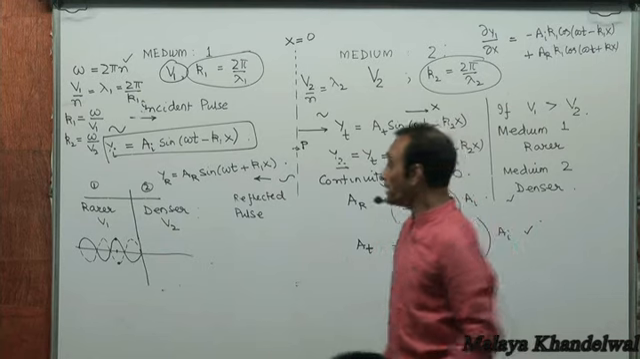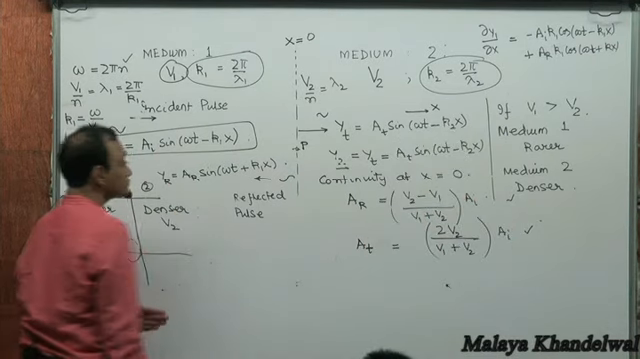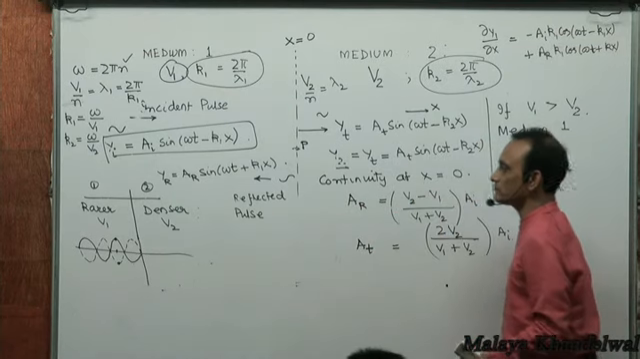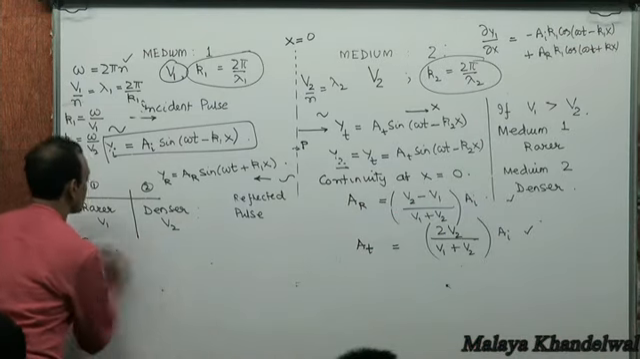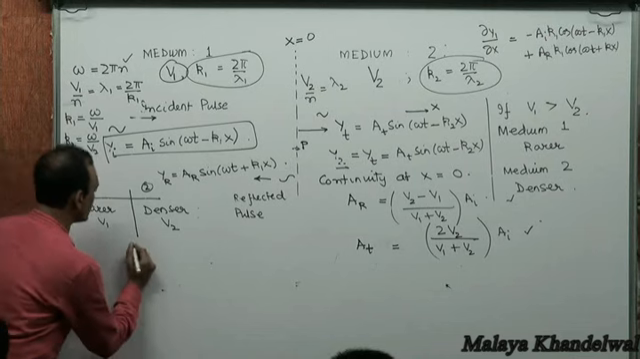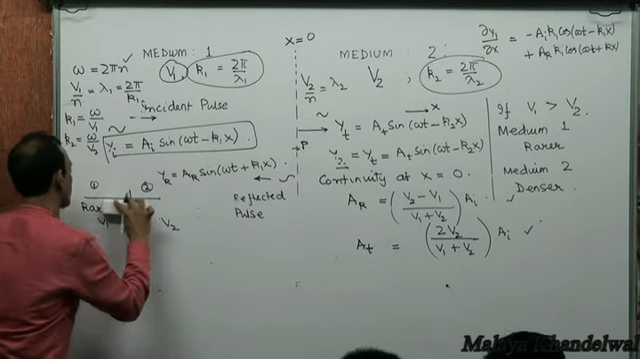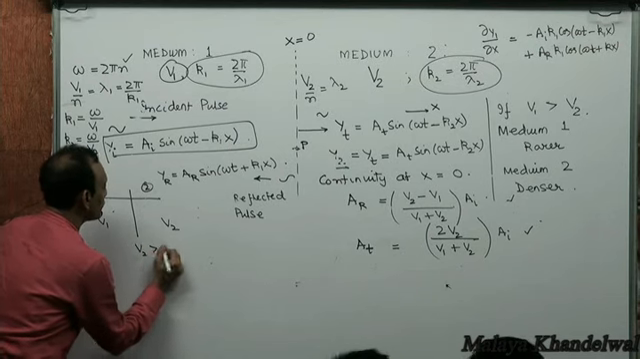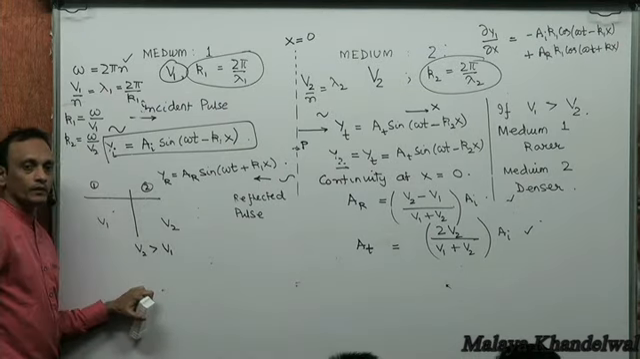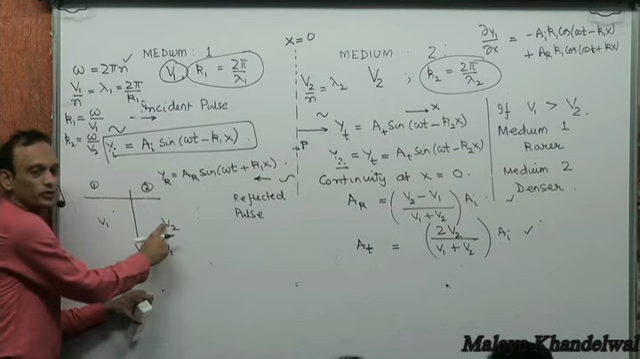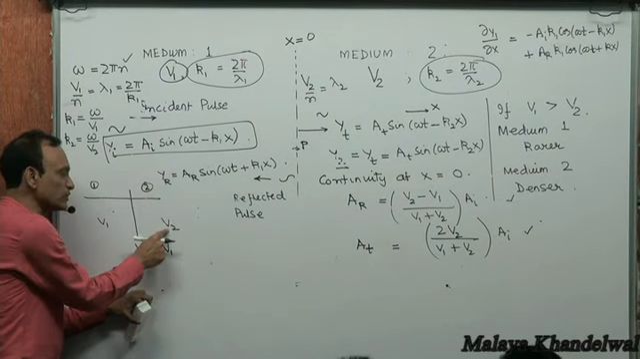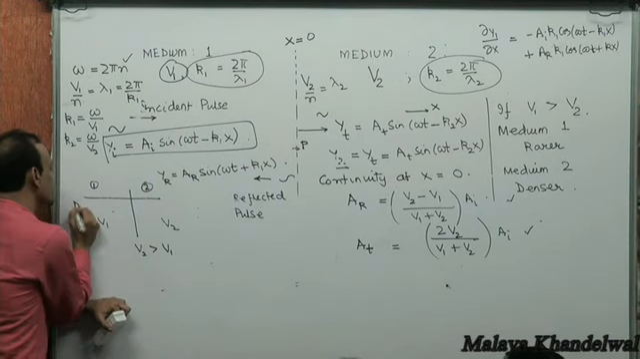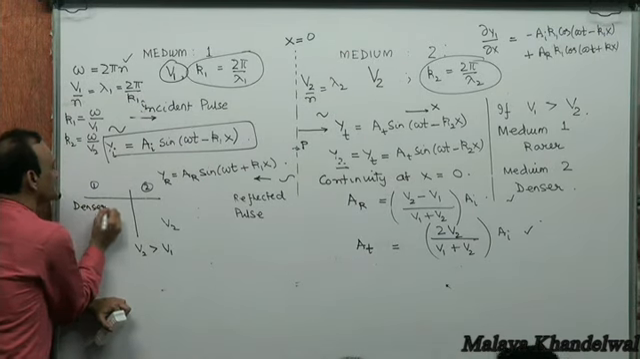Clear? However, if V2 is more than V1, look at the case where V2 is more than V1. When I say V2 more than V1, then this would be denser, this would be rarer, isn't it? If V2 is more than V1, this is rarer, this is denser. Suppose this is denser and this is rarer.